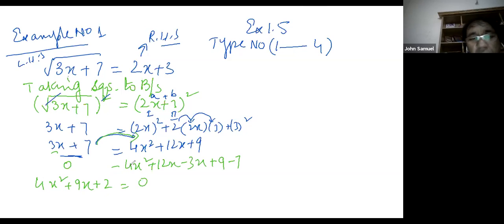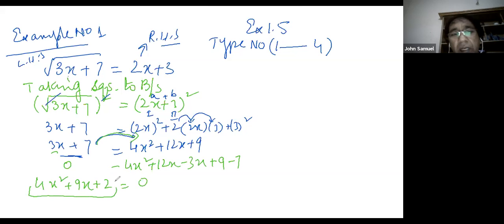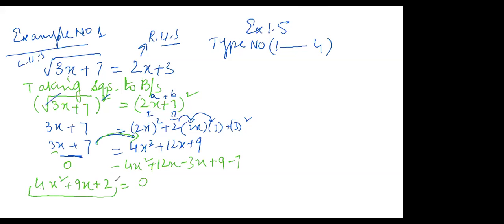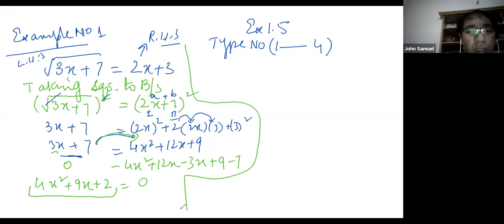Now here it is freed from the radical. On this side you can apply the factorization process, or you can apply the quadratic formula, or completing the square. I would prefer that you go for factorization first, and if you are not able to solve with the factorization process, then you can take the help of the quadratic formula. But I hope you can easily solve with these two methods. In the book, I think, it is solved with the quadratic formula.